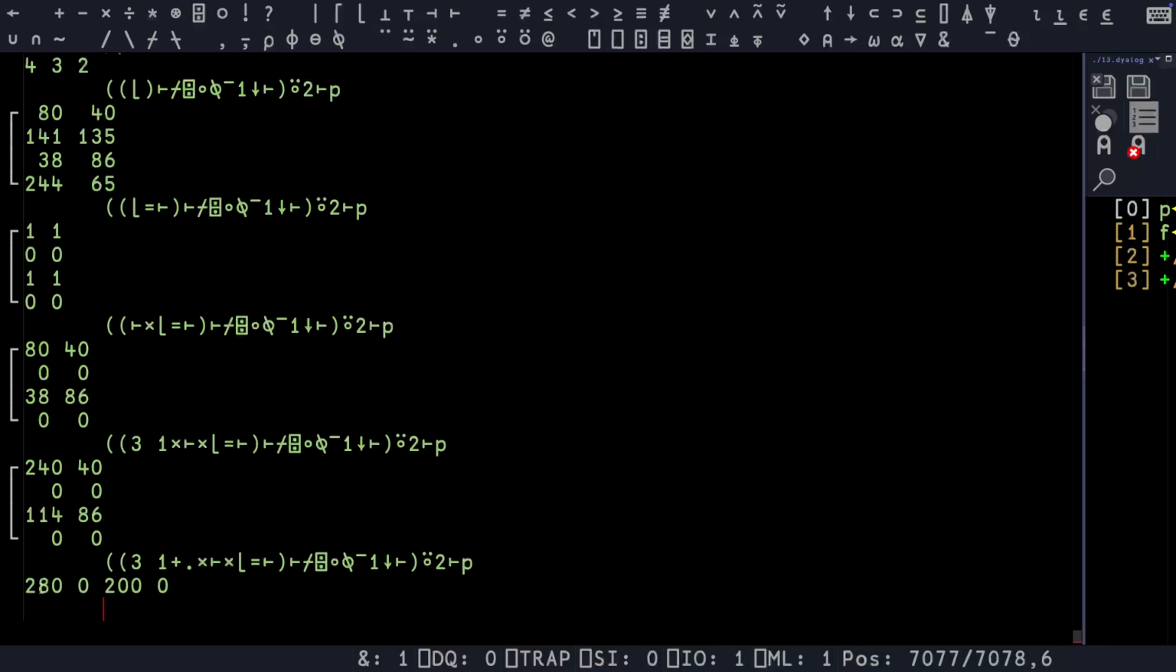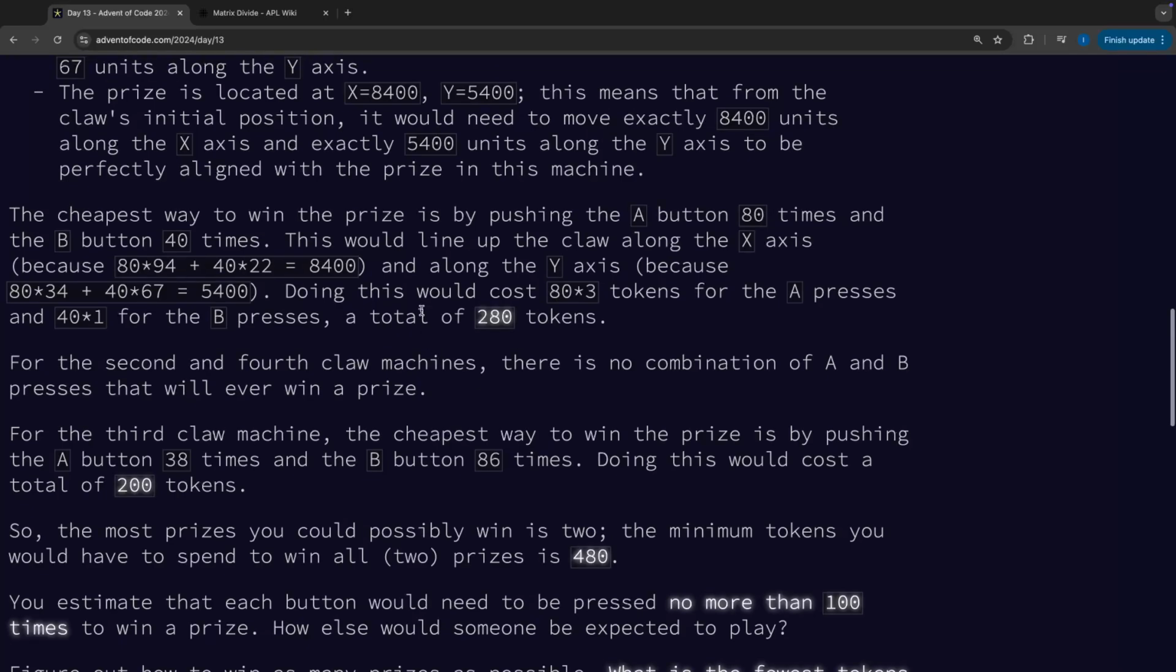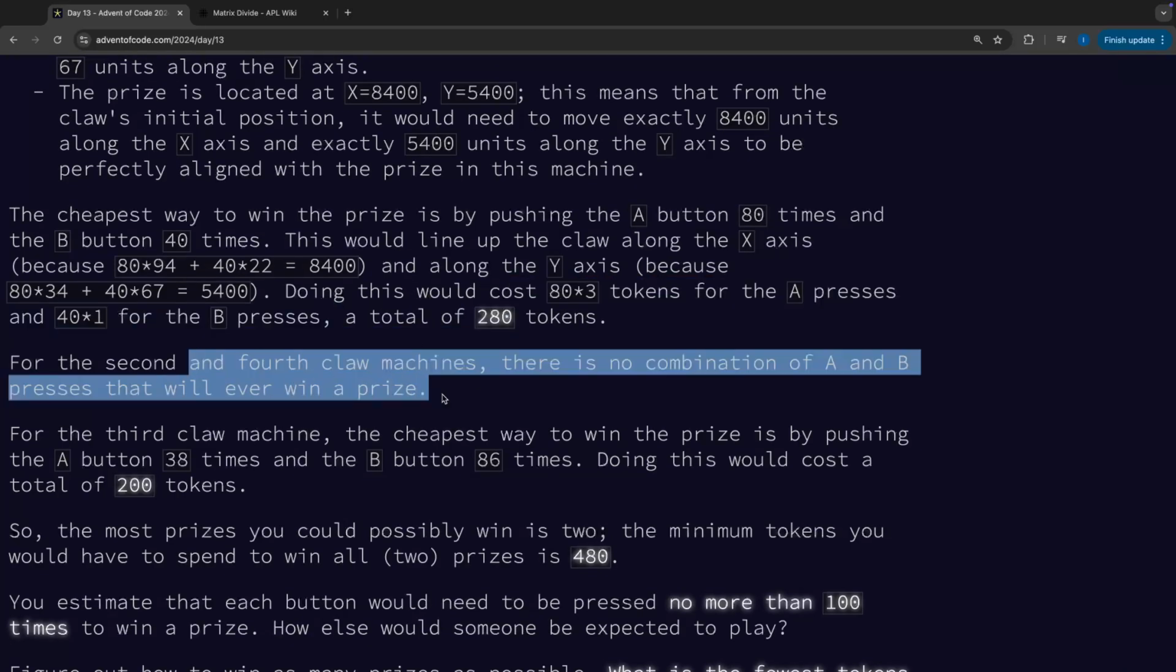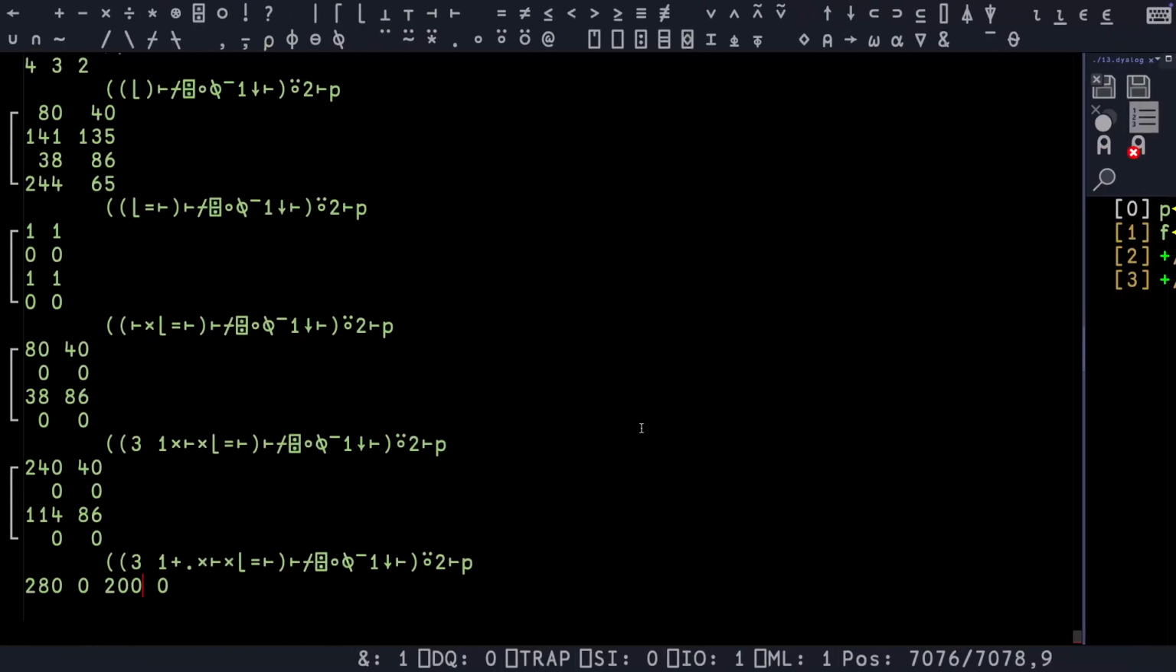And we can see that for our first group, we have a token cost of 280. The second group, there's no whole number of button presses that will get us to the coordinates, so it's 0, and then we have 200. And if we look at our test input, yeah, the first one costs 280. Second and fourth have no solution, so they show up as 0 in our result there. And then for the third one, it would cost a total of 200 tokens. If we add them all up, we get 480.